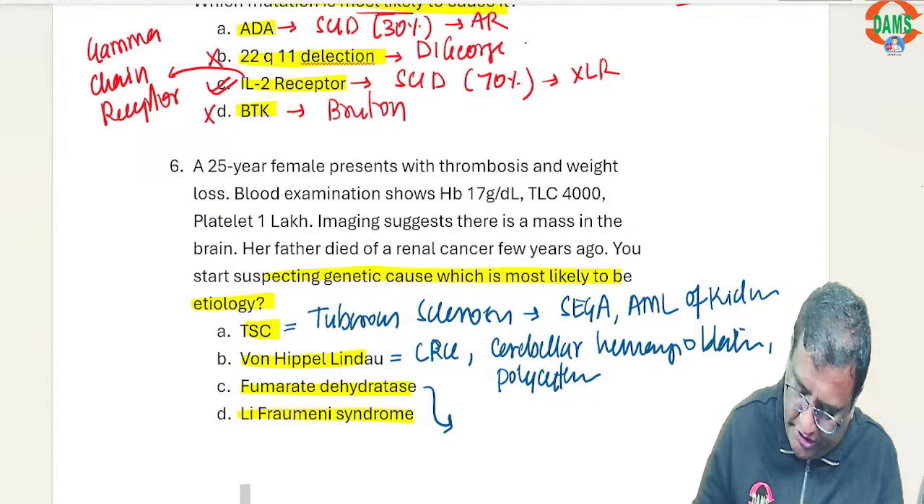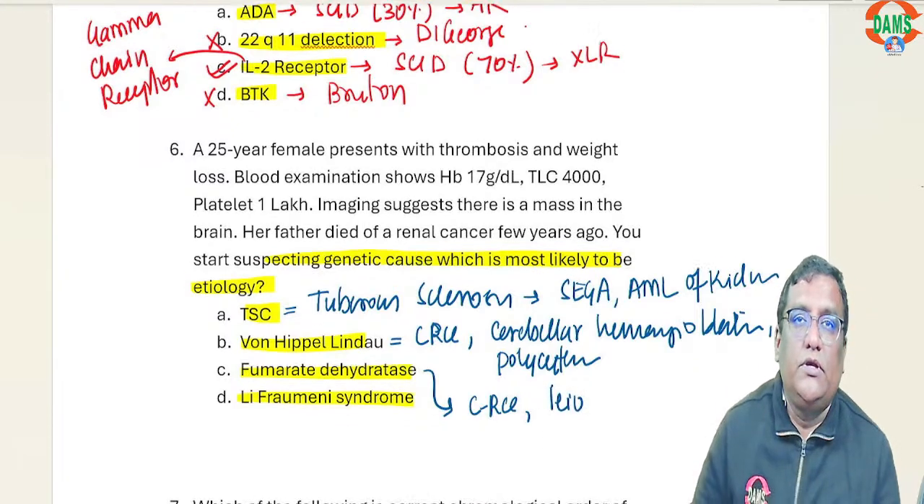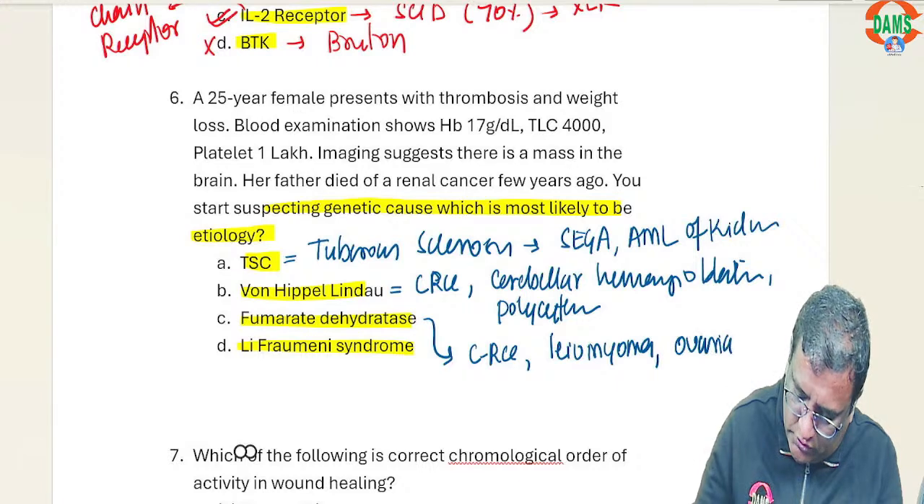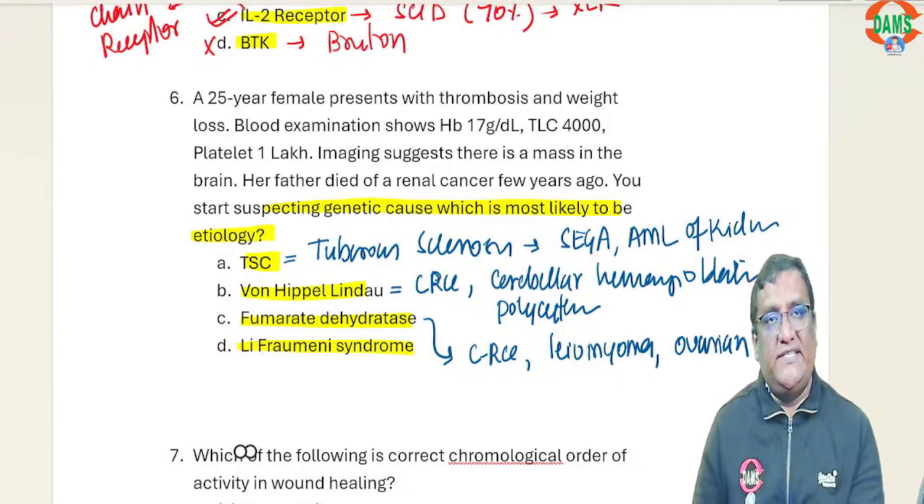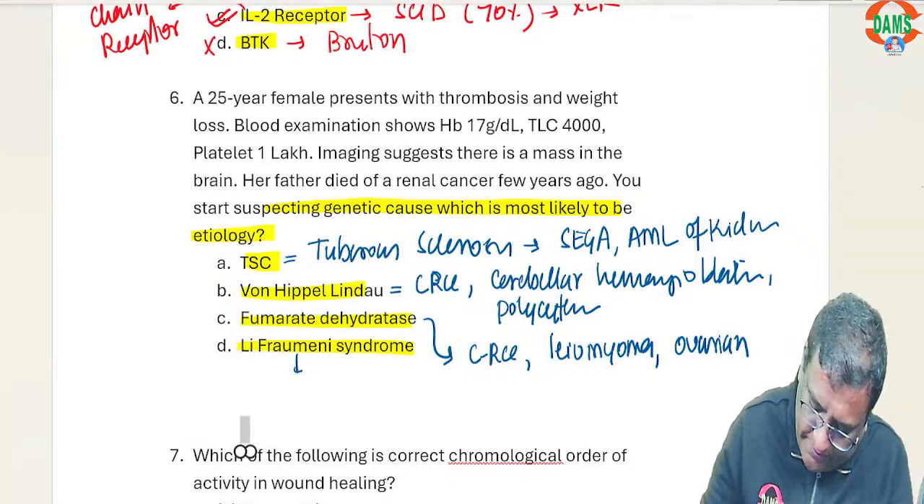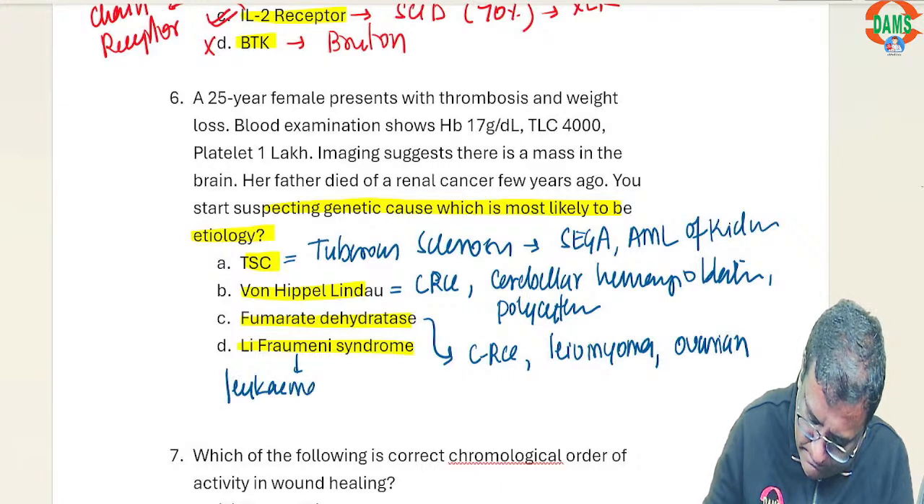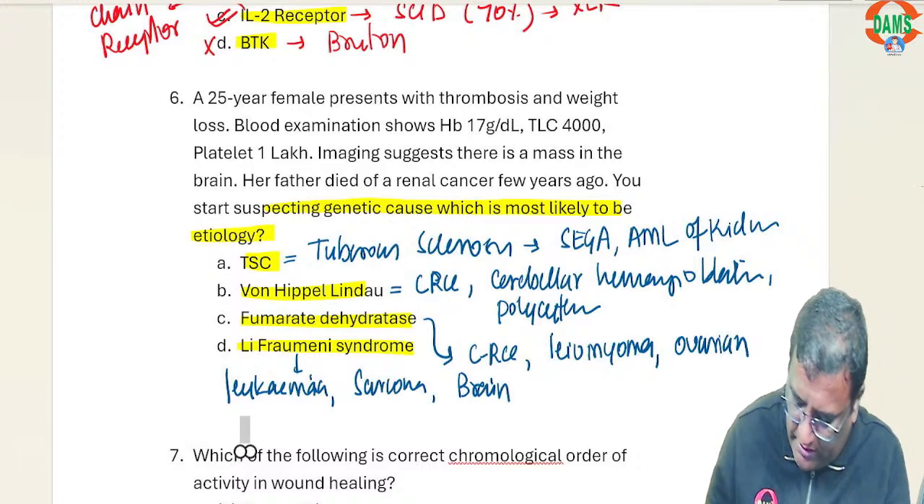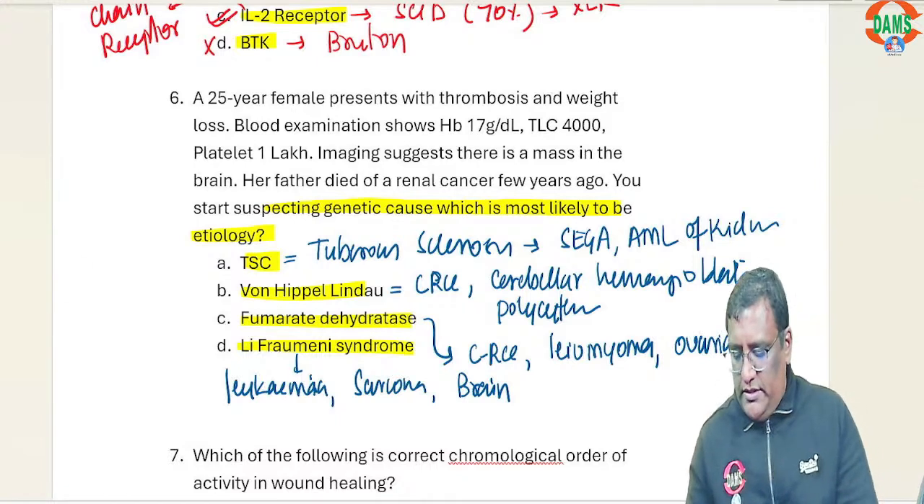Fumarate dehydratase mutation, FD mutation, will lead to CRCC and multiple leiomyomas, and ovarian tumors. Usually a sex cord stromal tumor of the ovaries can be seen. Li-Fraumeni syndrome: multiple cancers, usually leukemias, sarcoma, brain tumor are the common ones. Any tumor can happen here, right? So these are the diseases that we are talking about.